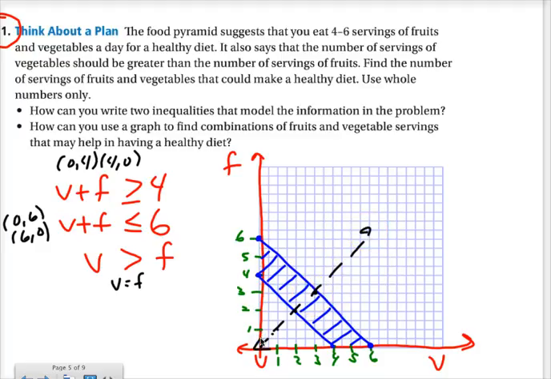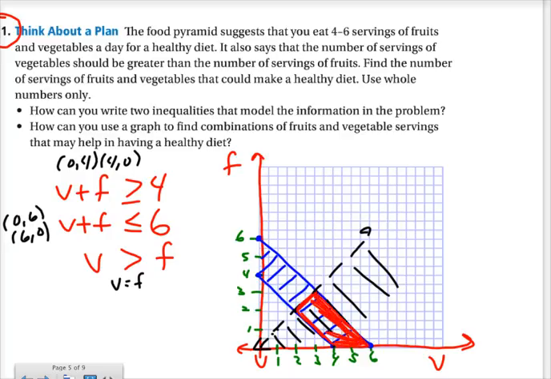And then vegetables must be greater than fruits. So this is a good opportunity to take a peek at your chart and say, okay, well, where is that going to happen? For instance, if I pick 4 vegetables and 1.5 fruit servings here, well, my 4 is definitely going to be bigger than my 1.5 servings. So that would be shading under, like so. And this is the region right here that's going to make that happen.